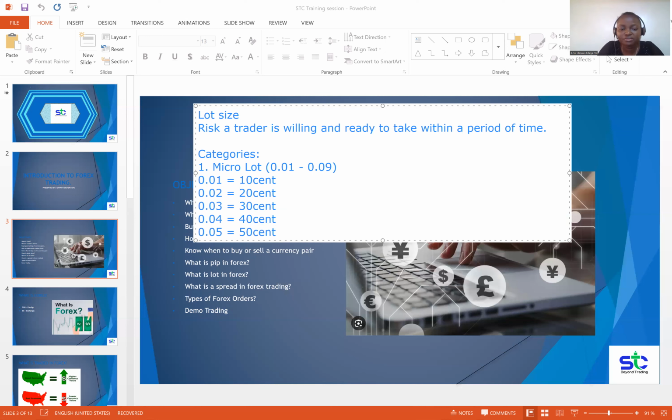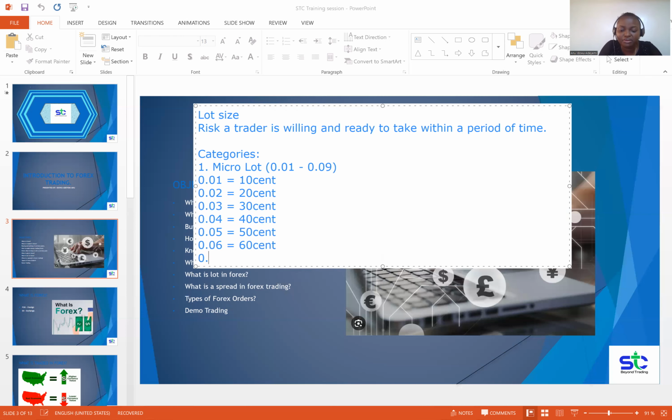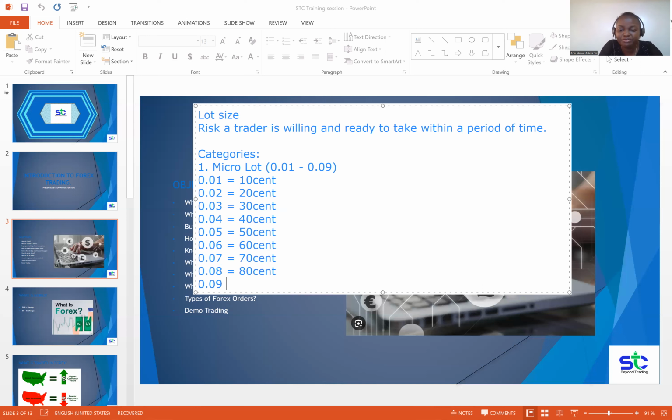If I use 0.06, what it means is every pip's movement is equivalent to 60 cents. If I use 0.07, every pip's movement is equivalent to 70 cents. If I use 0.08, every pip's movement is equivalent to 80 cents. If I use 0.09, every pip's movement is equivalent to 90 cents.